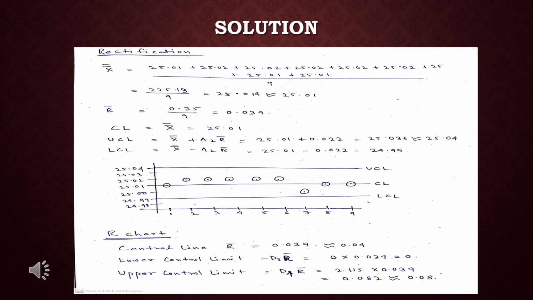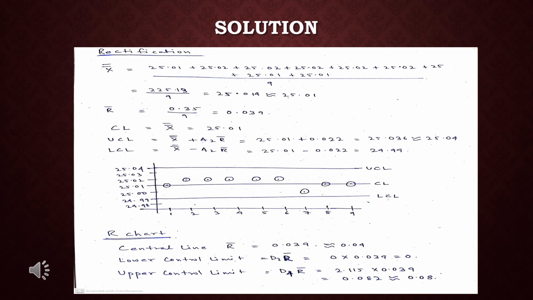And the upper control limit can be calculated as D4 into R bar, where D4 is a constant, as I have previously mentioned. D4 has the value of 2.115, where the R bar value has already been calculated at 0.039. So the value comes to about 0.08.